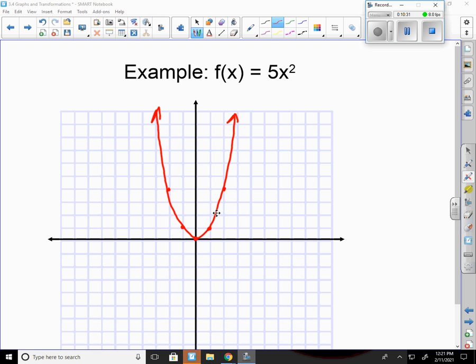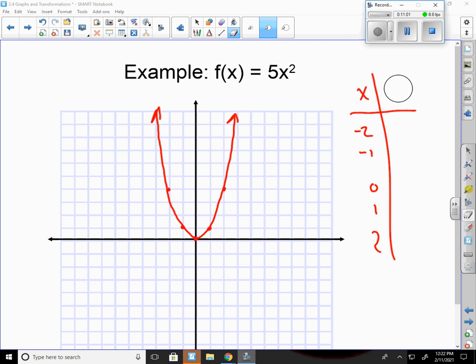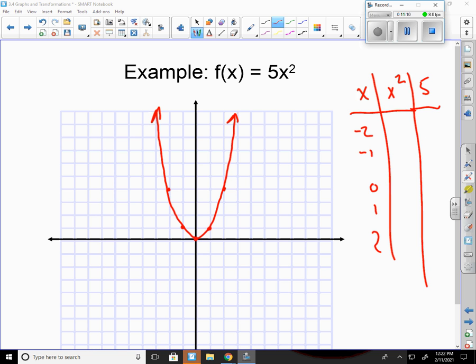Okay? So if that's my parent function, then if I look at 5 times x squared, it'd be easy to plot these points out if I just think of them. Do a little table here. So if I do -2, -1, 0, 1, 2. I'm going to do a third column in this table, as a matter of fact. I'm going to do x squared so you can see what points I just found, and then 5x squared. That'd be cool.